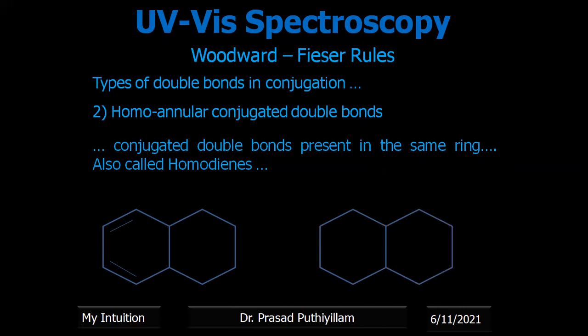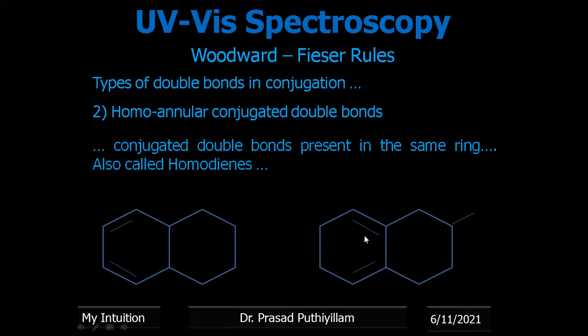Another example: I took a fused structure of two cyclohexanes, with one methyl substitution present on one side. A double bond there and another double bond present here, as well as a double bond present here, then it becomes homoannular double bonds. If a double bond is present in between, then it will not be homoannular, because that double bond is shared by both rings. Therefore, we cannot say that it is in the same ring or a single ring.